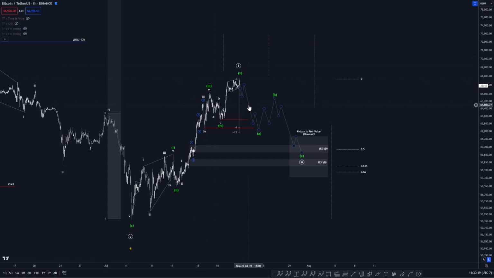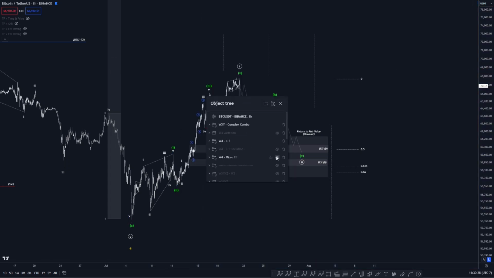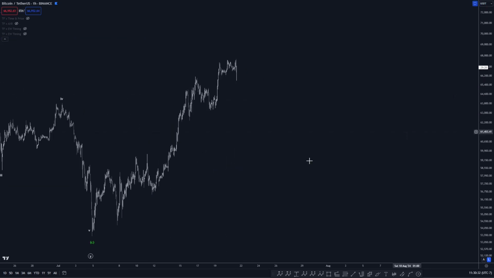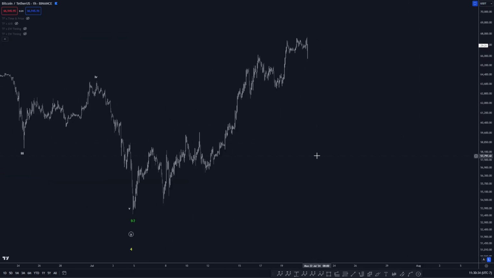Once again, it just depends if we are in a wave and if this is completed as wave 5 of wave 1. Alternatively, once again, we could have one more push up. It really depends on how you're counting this price action right here.